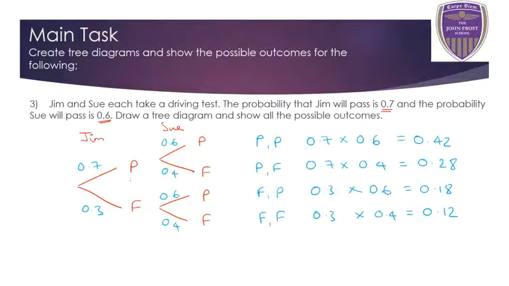So whether or not Jim passes the first time doesn't have an effect on whether Sue passes, and whether or not Jim fails doesn't have an effect on whether Sue passes or fails. And each pair of these branches adds up to 1, doesn't it? Then you list your outcomes and multiply the numbers together. And again, these 4 outcomes at the end, they're the only things that can happen, and they add up to 1. So again, pause if you need a little bit longer to look at that one. Press play when you're ready for question 4, please.